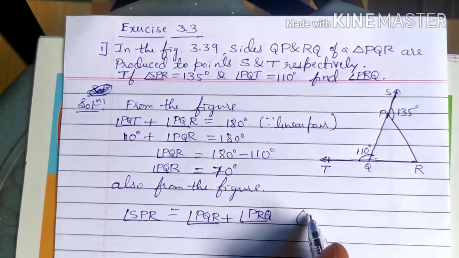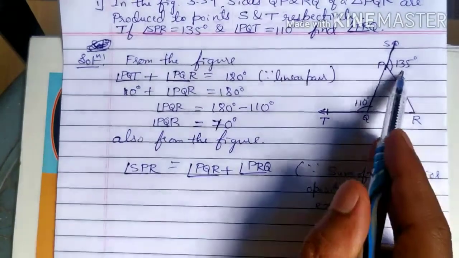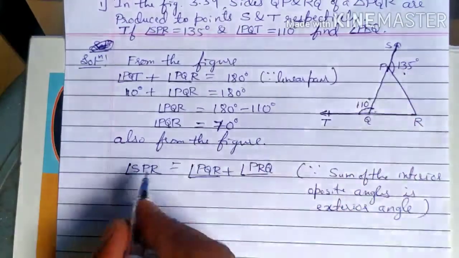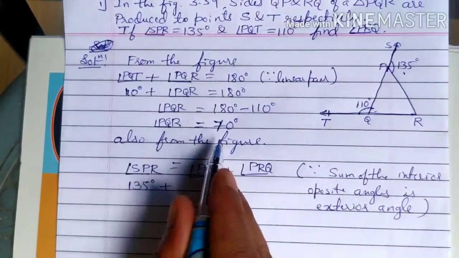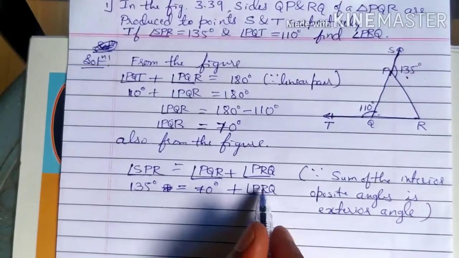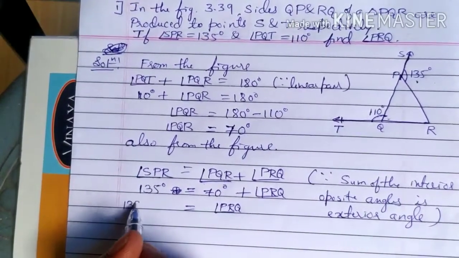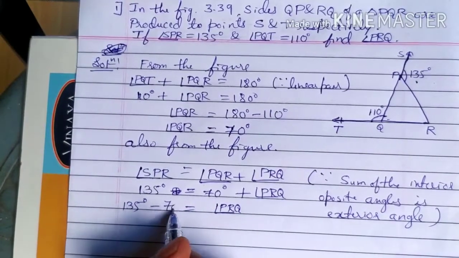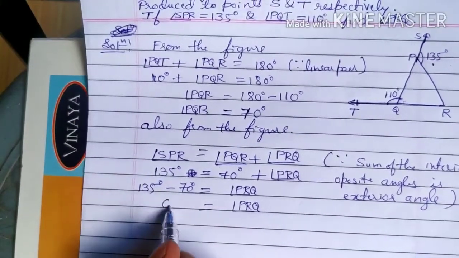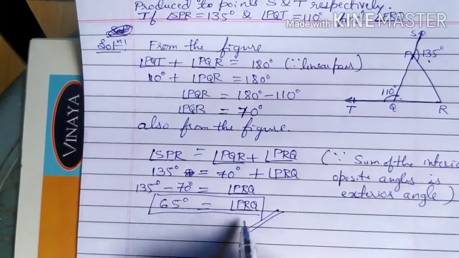Okay. So you can write the reason: in short, the sum of the interior opposite angles is the exterior angle. So now, SPR is given, so that is 135 degrees, equal to PQR, which we have found here as 70 degrees, plus angle PRQ. We have to find angle PRQ. So keep angle PRQ as it is, and 135 as it is, shift this 70 to the left-hand side, it becomes minus 70. Therefore, angle PRQ is equal to 135 minus 70, which is 65 degrees. So this is how we can find angle PRQ.